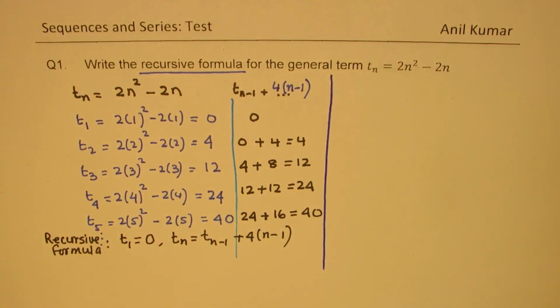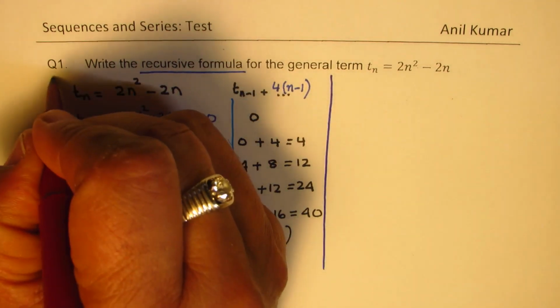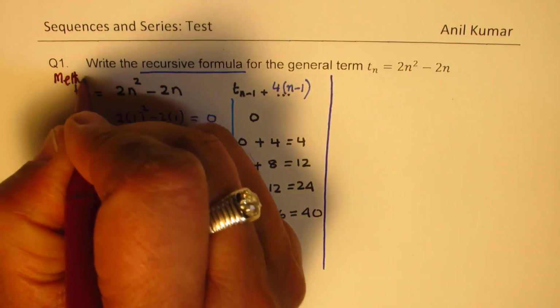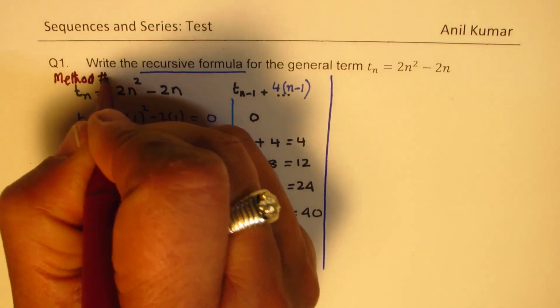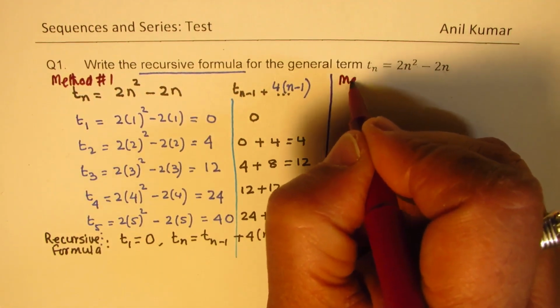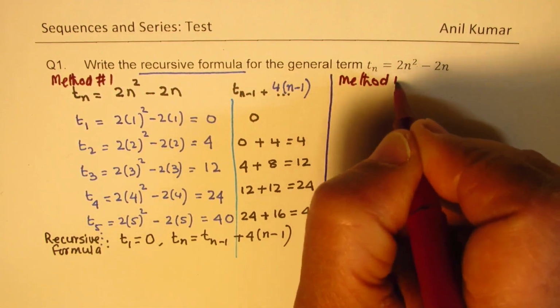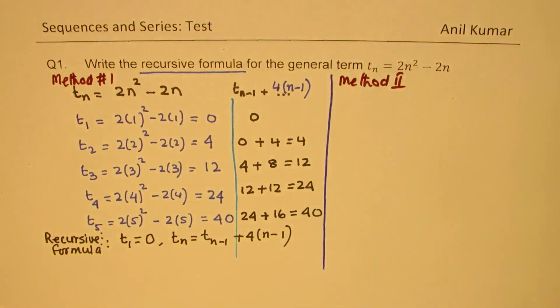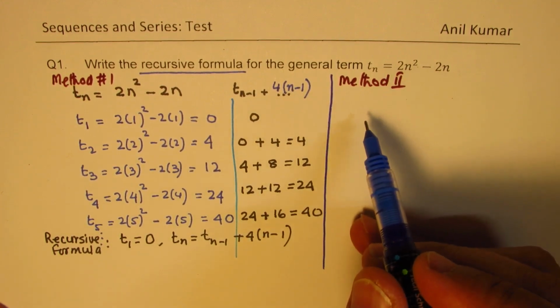Now this is one approach, method 1. Now let's do method 2. We could figure it out, correct? It is always possible to figure this out, no problem. But here is a general method.